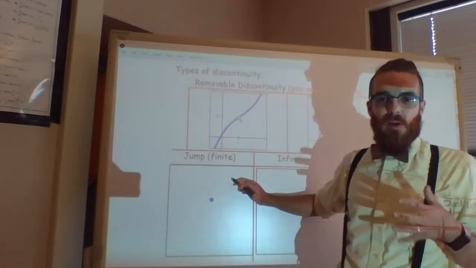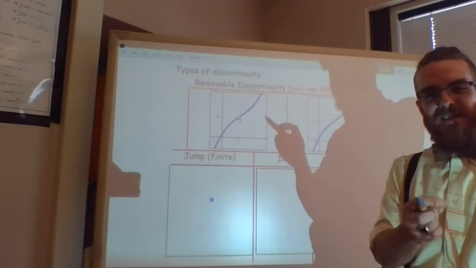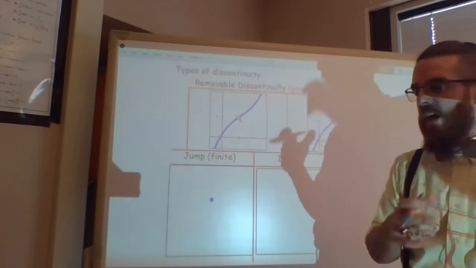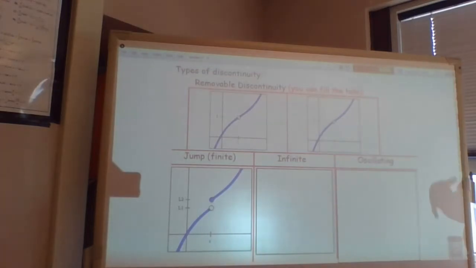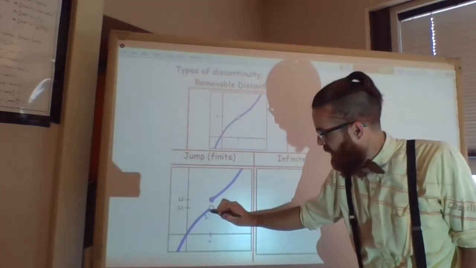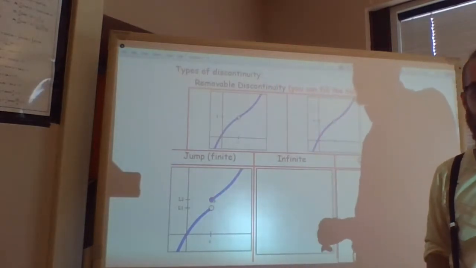A jump discontinuity or a finite discontinuity is called a finite discontinuity because the distance between the break, you can count it. It's right here. It looks like the function jumps a little bit. You're going here, and then there's this break. You have to spontaneously jump up there.